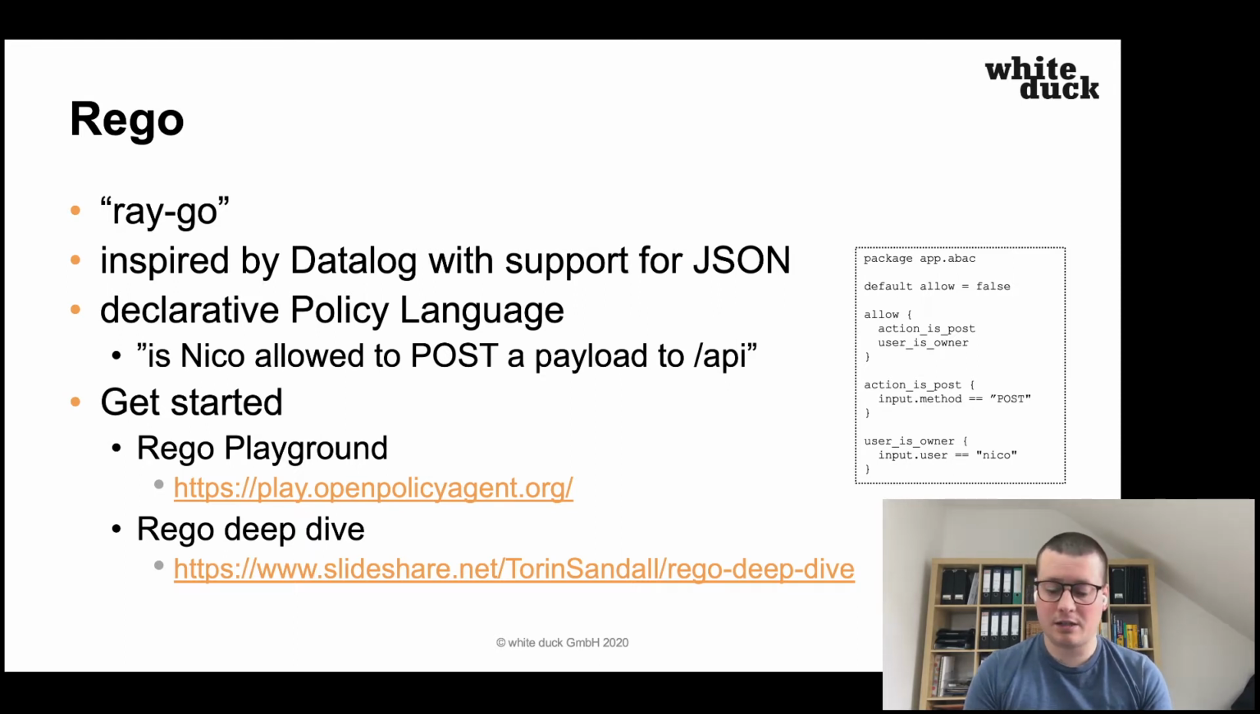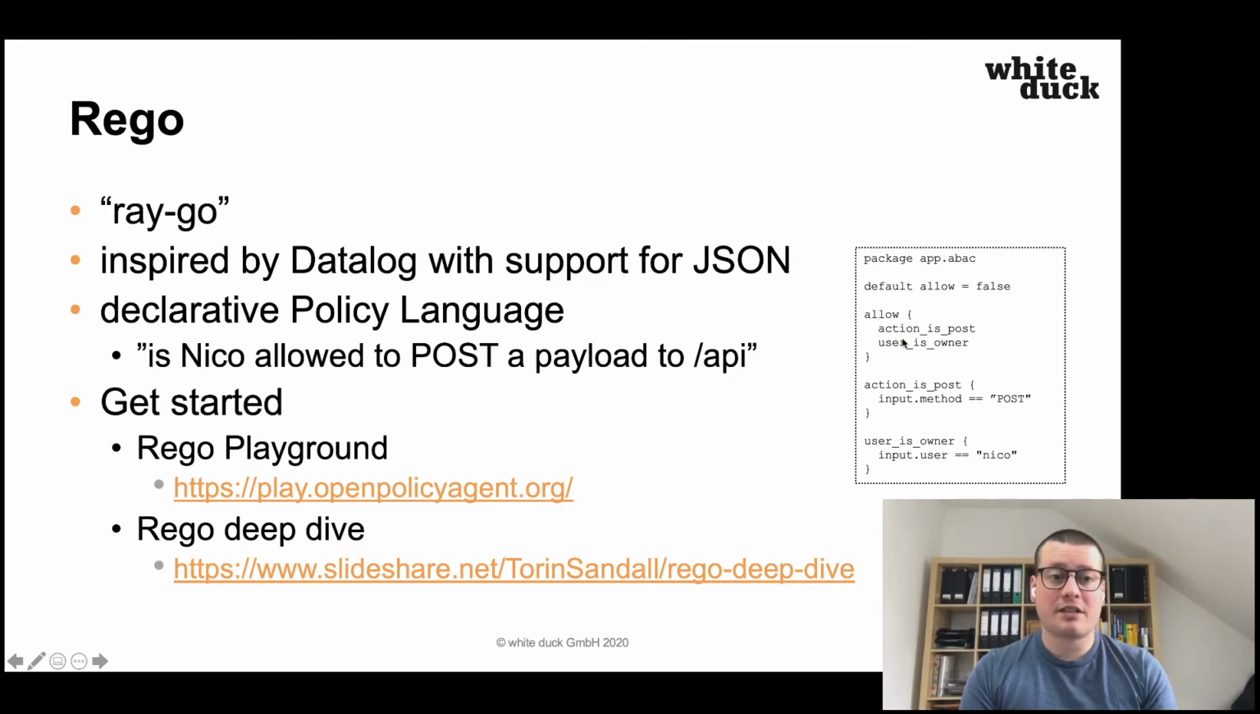On the right side, we're showing an example for this. So we're defining a package name. We define the default action, which should be false in our case, and then we decide when to allow the request. In this case, it's based on two definitions. Is the request a POST command? On the other hand, is the input user Nico? Of course, this is hard-coded, but it should be an easy example. And if both of those are met, the response from OPA will be to allow the request.